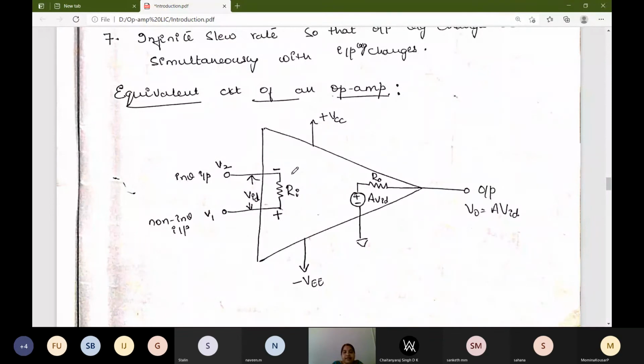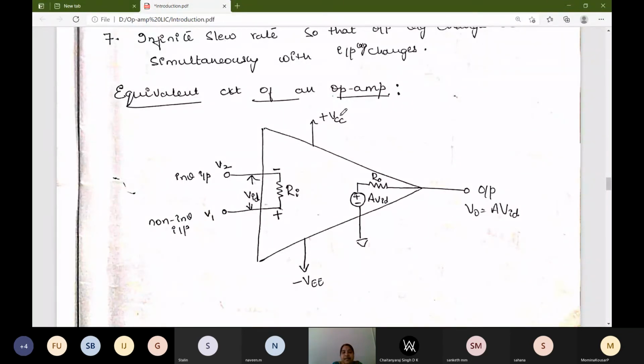Here this is RI, which we told should be an infinite input resistance. We have an output resistance R0, and the output voltage V0 is equal to the gain A into VID, that is the differential input voltage. And we have two power supplies here. You can observe here two power supplies.